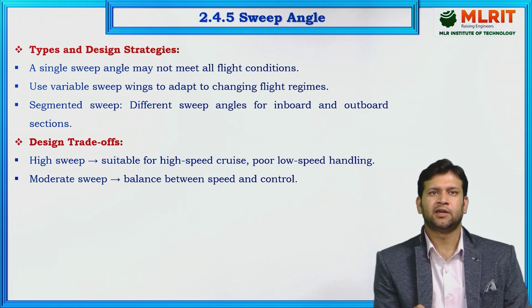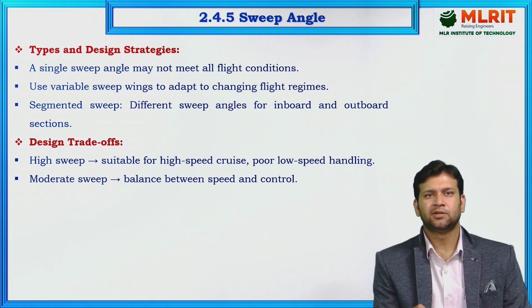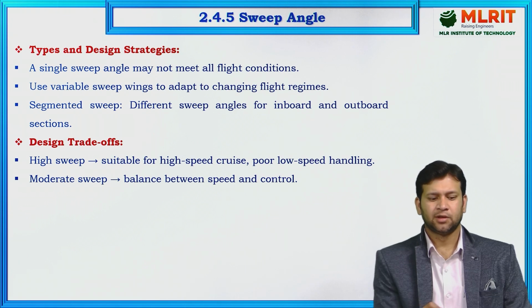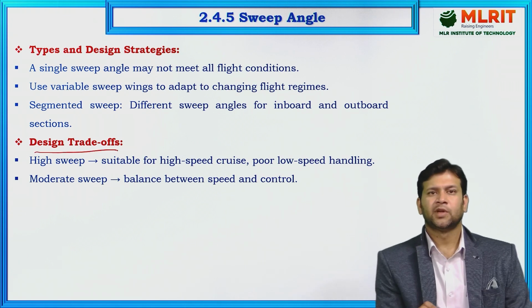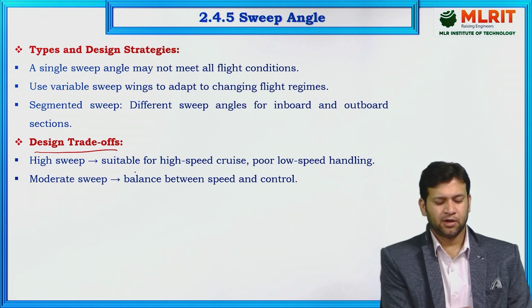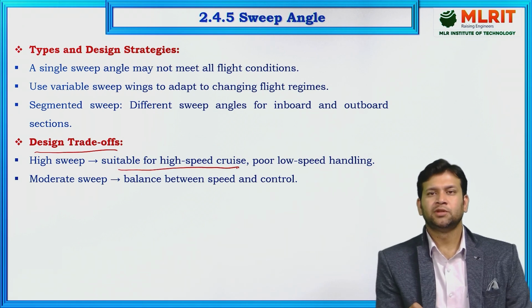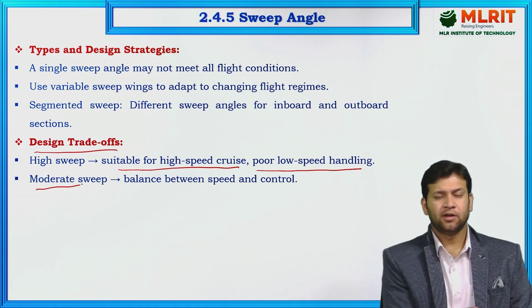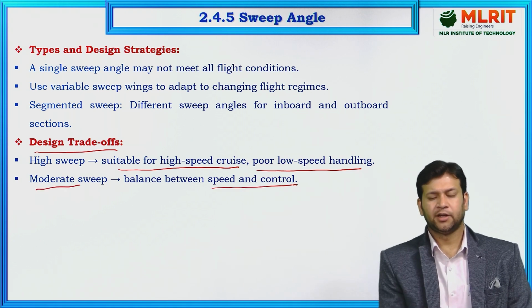Types and design strategies. A single sweep angle may not meet all flight conditions, but it will use variable sweep wings to adapt to changing flight regimes. It will have a segmented sweep and it will have different sweep angles for inboard and outboard sections. Design trade-offs: high sweep is suitable for high speed cruise with poor low speed handling, and moderate sweep will balance between speed and control.